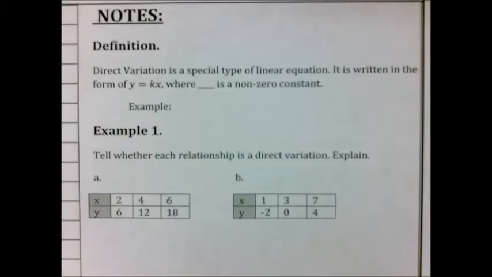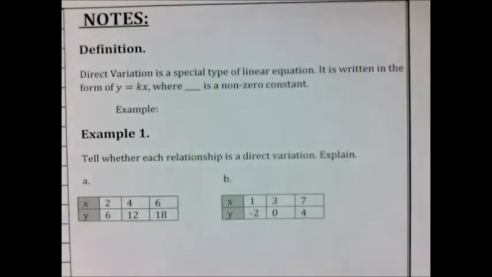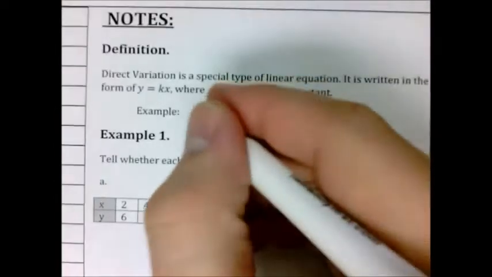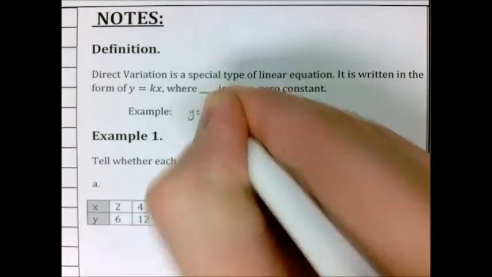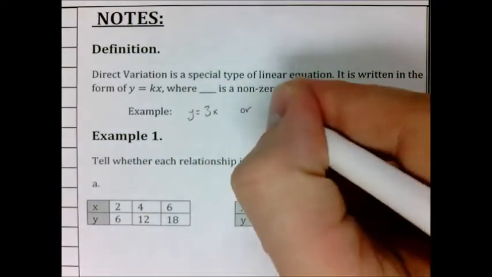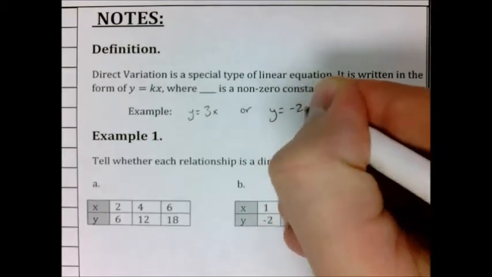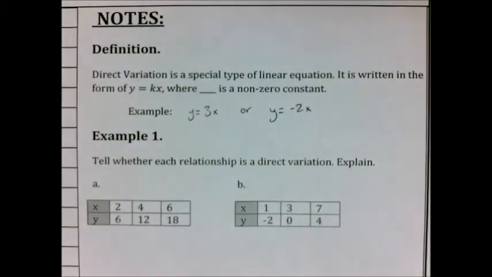And it's written in the form y equals kx, where that variable k is a non-zero constant. So an example of this would be something like y equals 3x, or y equals negative 2x. Those would all be different examples.